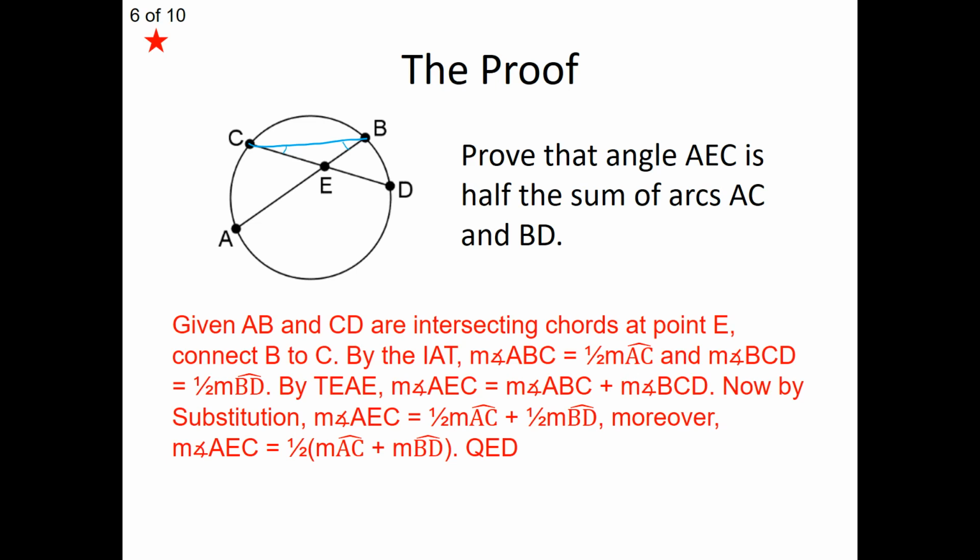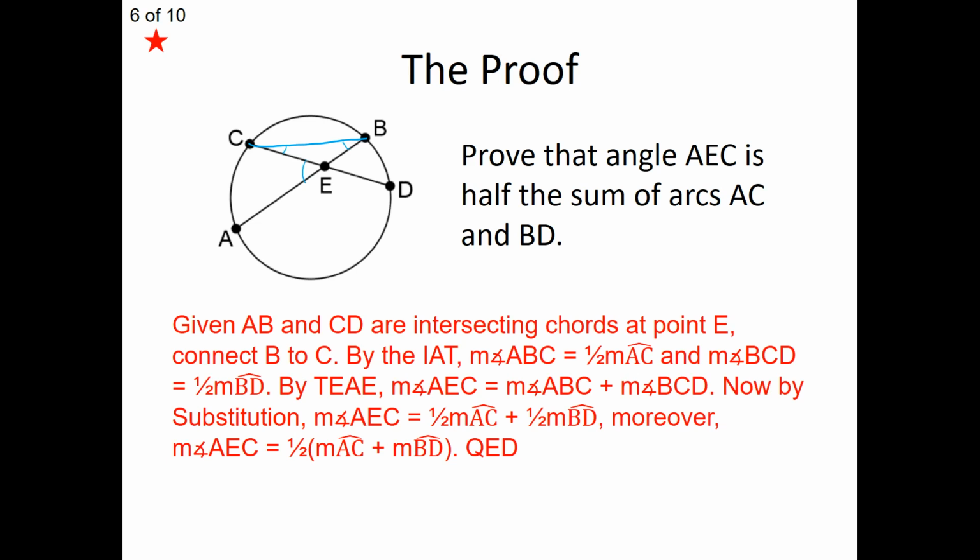By the inscribed angle theorem, we know the measure of angle ABC is half the measure of the arc it's cutting, and that angle happens to be cutting arc AC. And we find that the other inscribed angle formed, angle BCD, is also cutting an arc, and by the inscribed angle theorem, we claim that the measure of angle BCD is equal to half of the measure of the arc that it cuts, arc BD. Now, we have a relationship between those two inscribed angles and the angle that we're choosing, angle AEC.